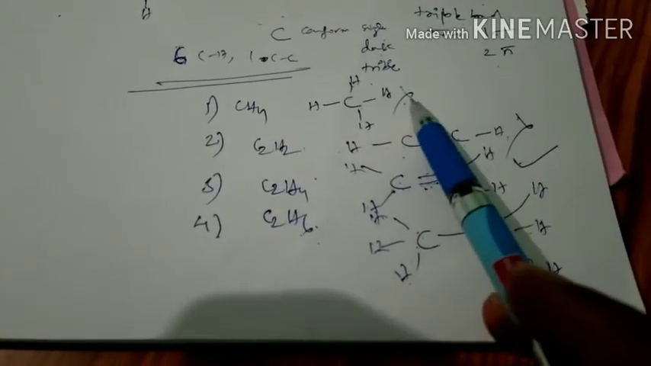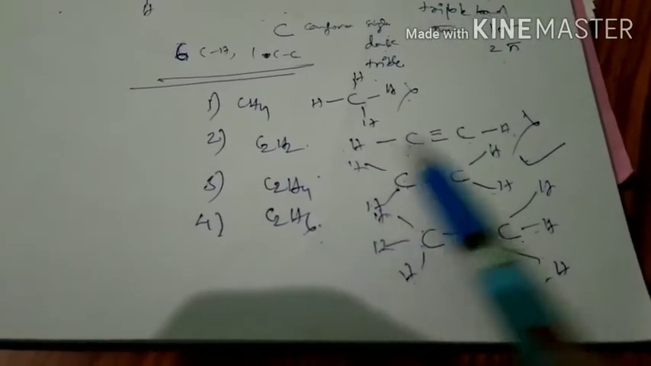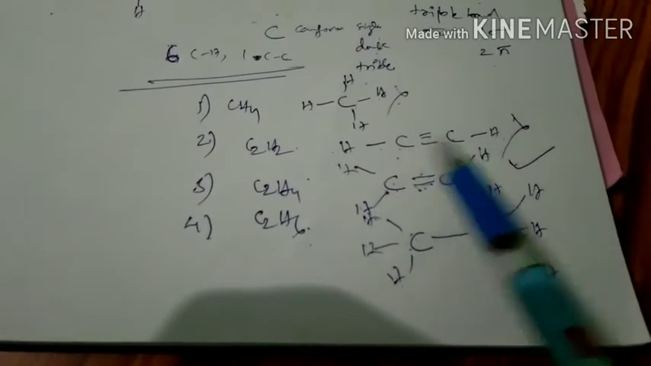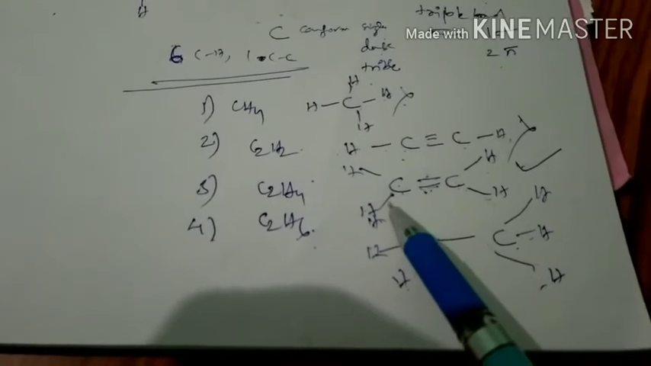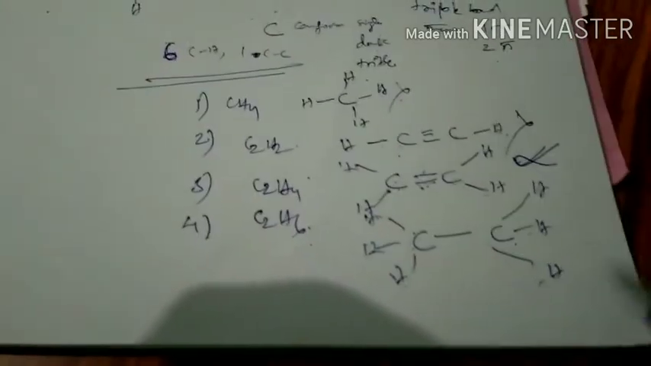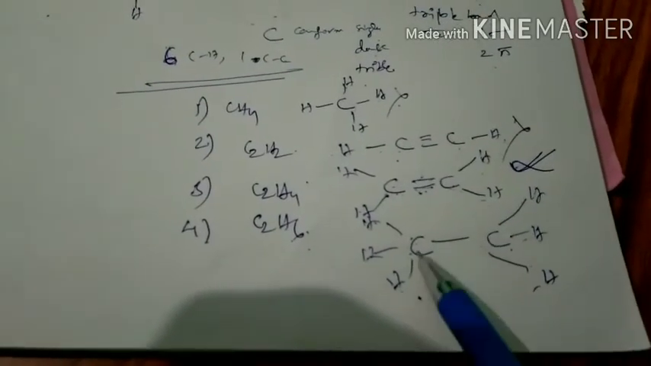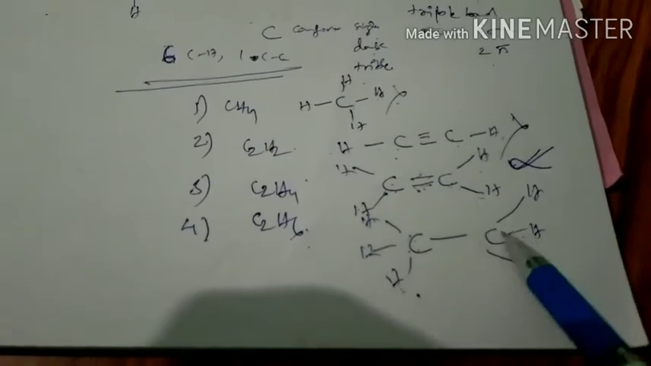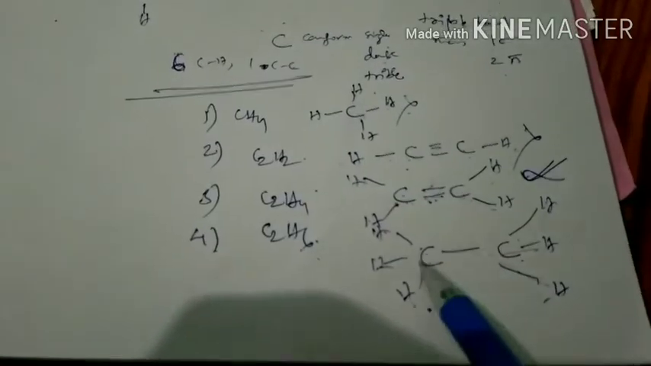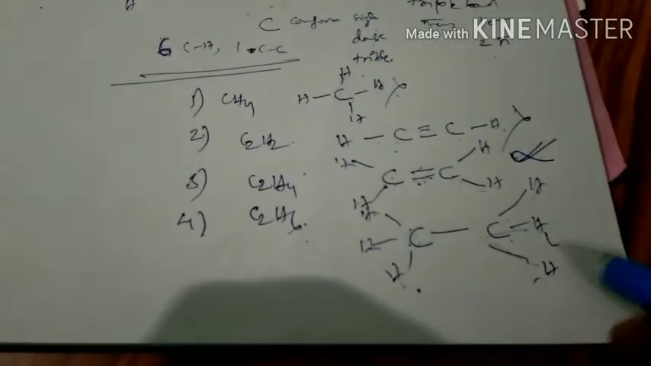Here there are only 4 CH bonds. This will be wrong. Here only 2 CH bonds. This is 1 CH, this is 1 CH. Oh, this also will be wrong. Here how many CH bonds? 4. 1, 2, 3, 4. So this also will be wrong. Then this one contains 1, 2, 3, 4, 5, 6 CH bonds, 6 CH bonds and 1 CC bond. That's all. So the answer is this one.